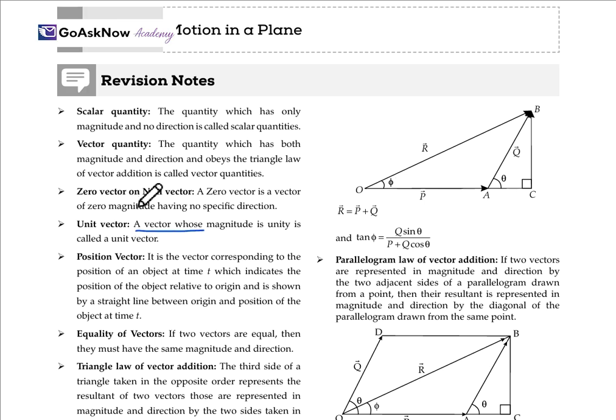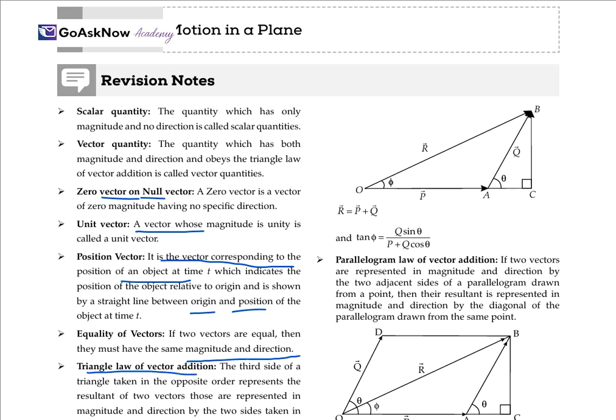Unit vector, the position vector, belongs to the position of an object at time t and indicates the position of the object relative to the origin. If the vectors are equal, then they must have the same magnitude and the same direction. As we can see in this particular diagram, the third side of the triangle taken in the opposite order represents the resultant of the two vectors, in magnitude and direction. R will be equal to P plus Q, and tan phi will be Q sin theta upon P plus Q cos theta.